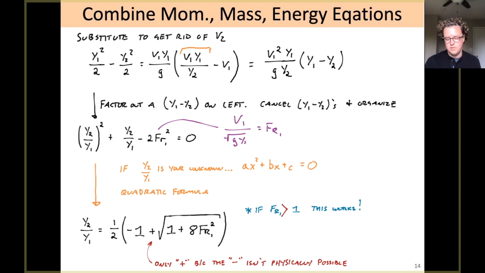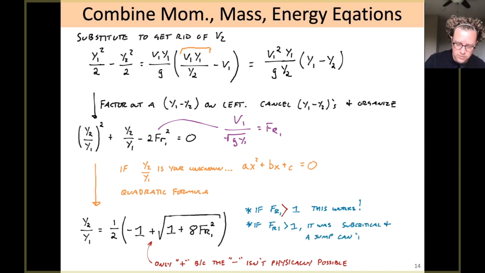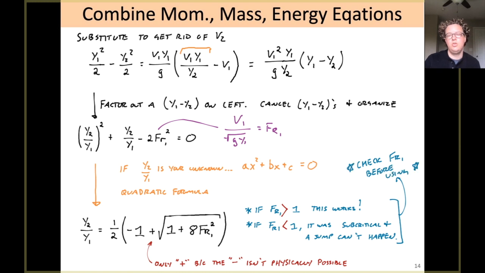If the Froude number upstream is greater than 1, meaning that you are in the supercritical condition upstream of the jump, this works. On the other hand, if you are in the subcritical case on the left-hand side, there isn't a hydraulic jump and this equation is not valid. In other words, you shouldn't use this equation unless you know a hydraulic jump is being described. So you should always check the upstream Froude number before you use this equation. It will not work for subcritical flow, for example. This is only true for the supercritical to subcritical transition across a hydraulic jump.